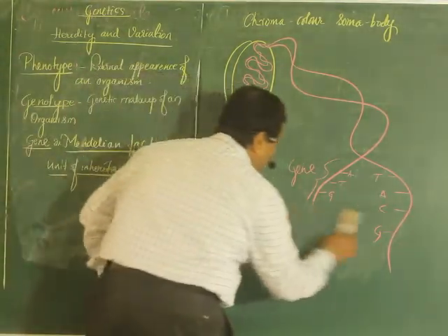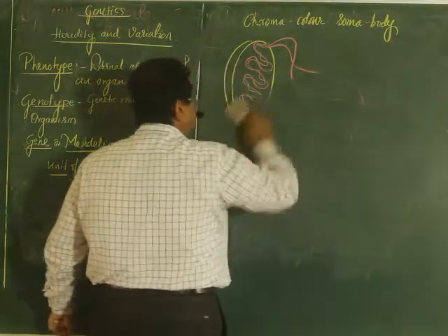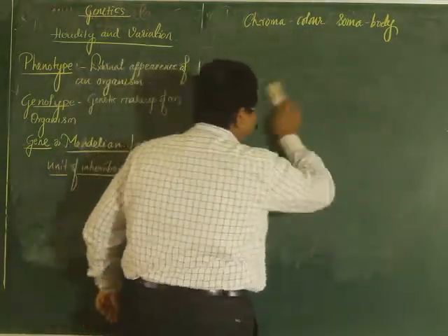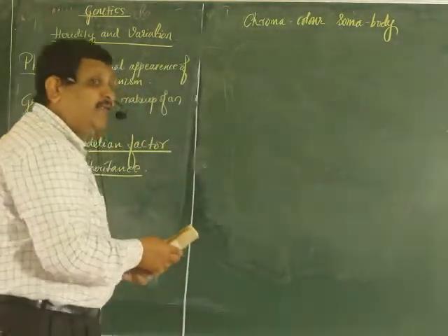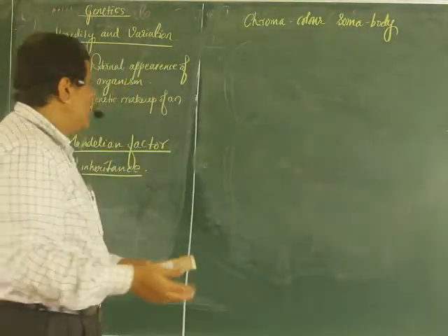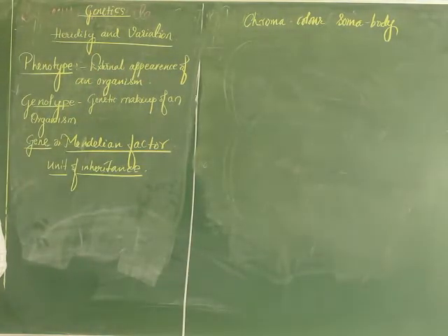Now, we came to know about the definition of phenotype. Phenotype means external appearance. Genotype means genetic makeup. Phenotype is visible. Genotype is not visible, it is invisible.